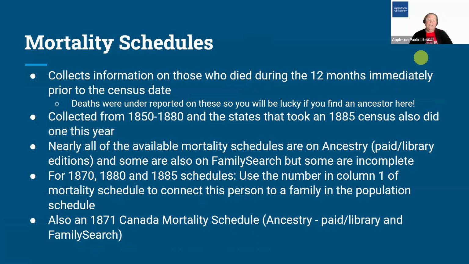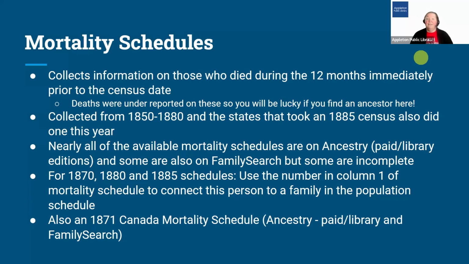So first is the mortality schedule. This collects information on the people who died during the 12 months previous to that census date. Unfortunately, the deaths were a little underreported on these, so if you do find an ancestor on these, you will be lucky, and it might be the only record you have of that death. Maybe there's no obituary in the newspaper, or there's no physical death record. Like we talked about vital records last month, this might be the only spot you find that somebody died and what they died from. So these mortality schedules were collected from 1850 to 1880.